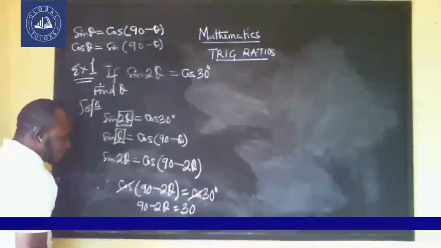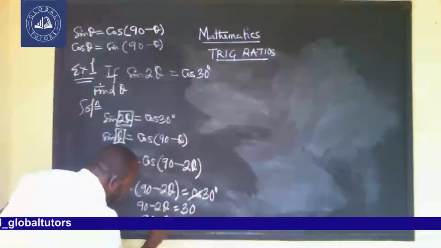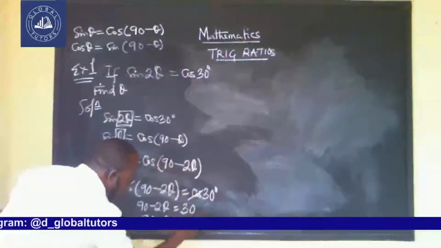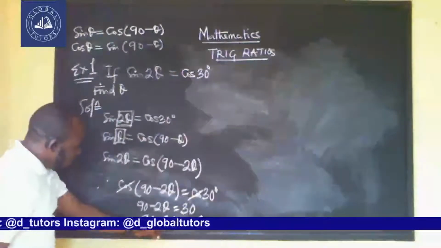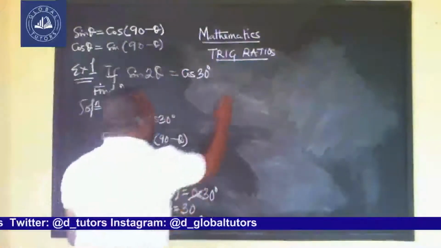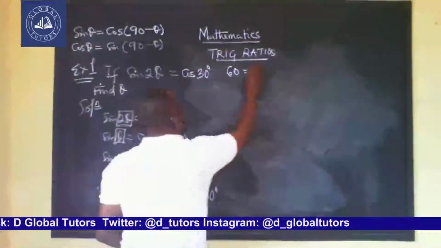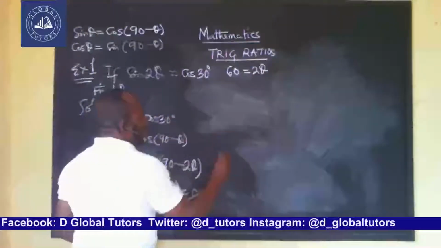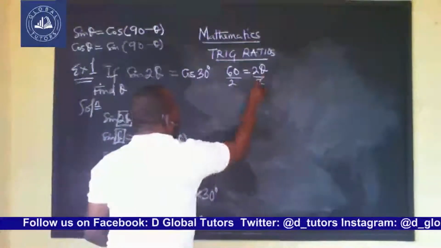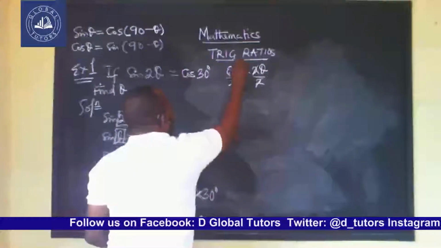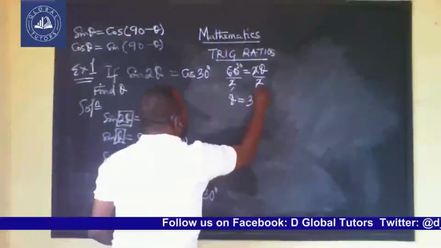So I can collect the like terms. This can move here. 90 minus 30, this one will move here, 2 theta. 90 minus 30 will give me 60 equals, what do I have here? 2 theta. So I can divide by 2. It means 2 will cancel 2. 2 here 1, 2 here 30. So your theta will be 30 degrees.